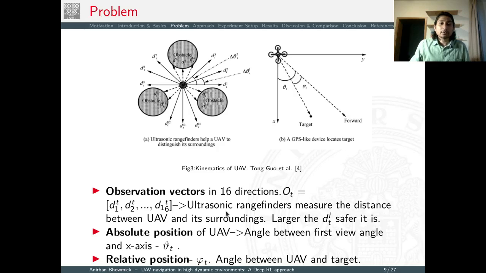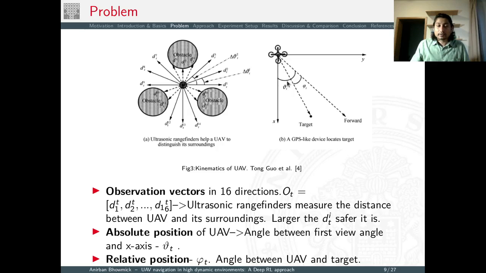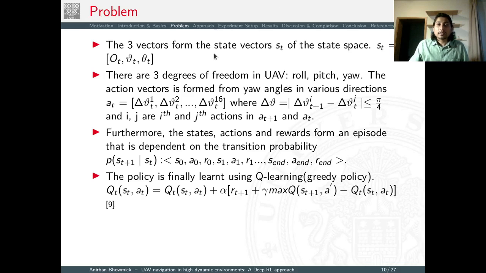Also, we have the absolute position. The absolute position measures the angle between the UAV's line of sight and the x-axis. Then the relative position, which is the angle between the UAV's line of sight and the target. So all these three vectors form the state vectors in the state space.